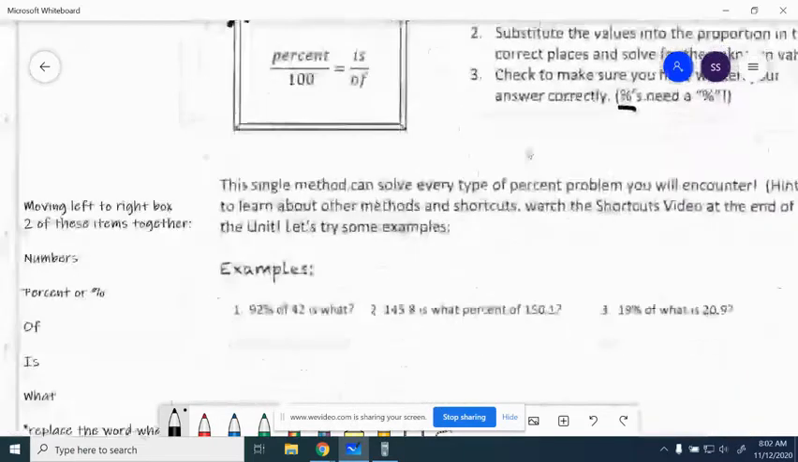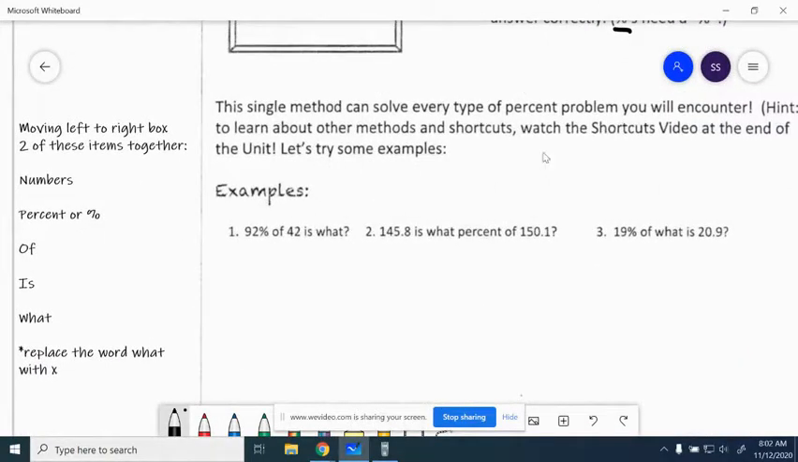All right, so one method that I try to have students use is this boxing up method. If we just write down these notes here that I have, moving left to right, box two of the items together. So any numbers that you see, the word percent or the symbol percent, the word of, the word is, and the word what. And what is what we're looking for, right? So we're going to replace the word what with an X or a variable, okay? Let me show you what I mean. I really recommend that you do this on every problem. It really takes out the guesswork.